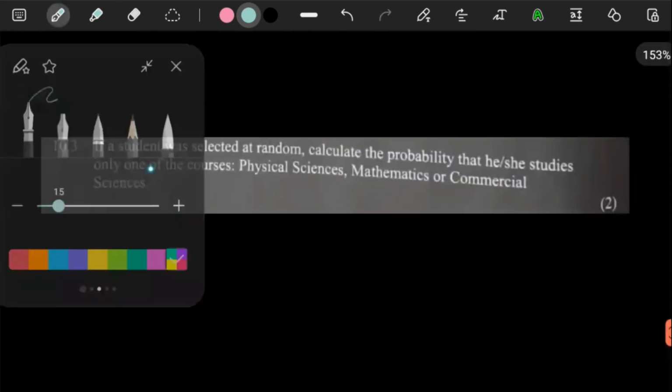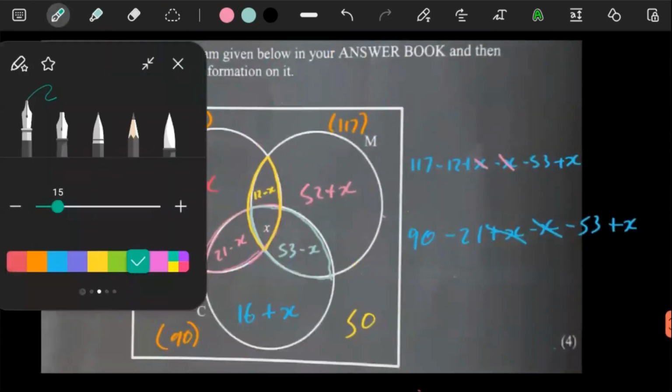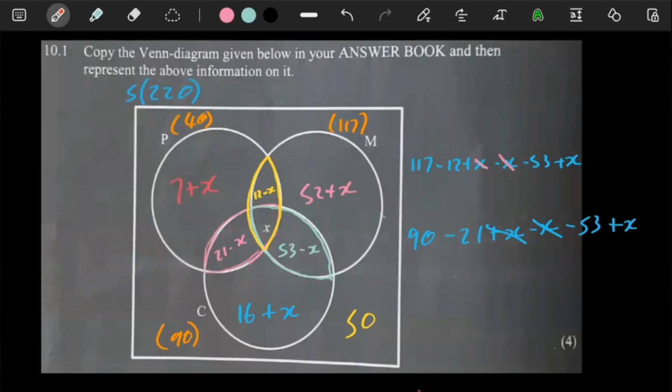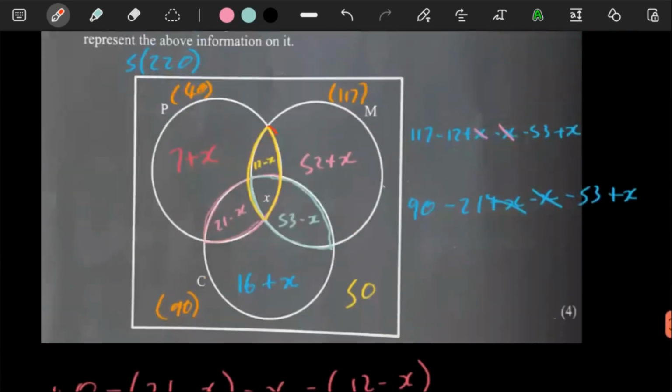10.2 says if a student was selected at random, calculate the probability that he or she studies only one of the courses: physics, maths, or commercial. So remember, studying only one means, let me put in red what each of these things would be. The people that study only one, it's these people here, these only study one, and it's these people here, those also only study one.